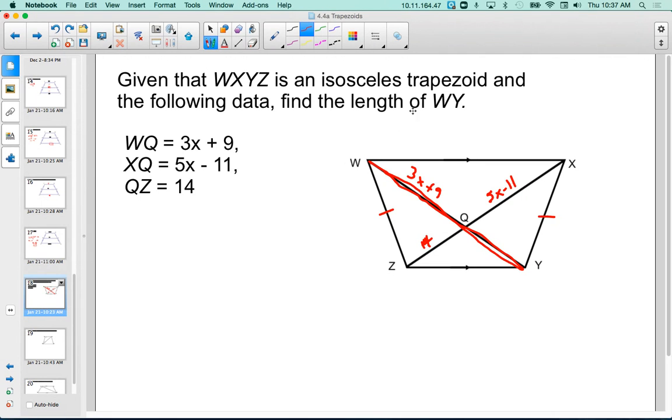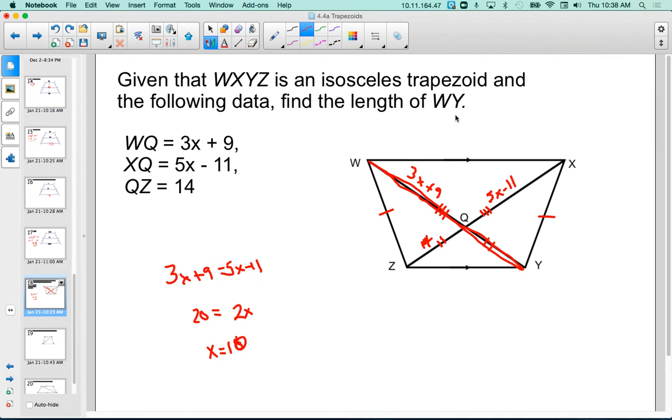Now, in an isosceles trapezoid, we know the diagonals are congruent, and we also know that the small segments are congruent and the big segments are congruent. Well, there's an equation we can use to solve for x. 3x plus 9 equals 5x minus 11. Subtract 3x from both sides, add 11 to both sides, divide by 2. I get x equals 10.